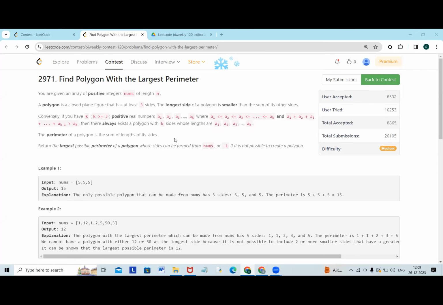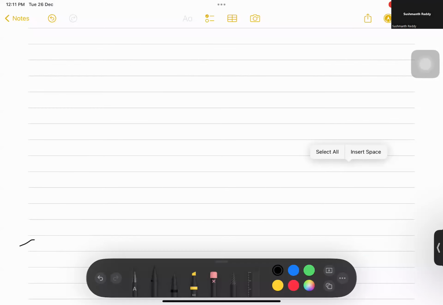The next question of LeetCode Biweekly Contest 120 is Find Polygon With the Largest Perimeter. So basically in this question, we are given some line segments with certain fixed lengths. The line segment lengths are given in the form of an array: A1 is the first line segment, A2, A3, and so on till Ak.